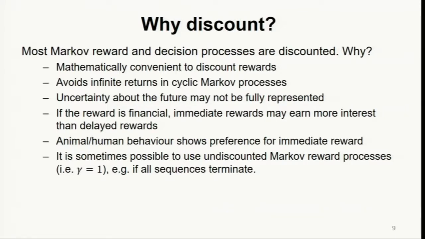It's sometimes possible to use an undiscounted Markov reward process, that's gamma equals 1, if all sequences terminate. For example, in additive manufacturing, the sequence will terminate. You have how many layers? At most, like 1,000 layers. But if you have a really big part, then you have more than that. But this is finite. You cannot have infinite layers in 3D printing, right? So all of them terminate. So you can use 1 because it's a finite number of layers.